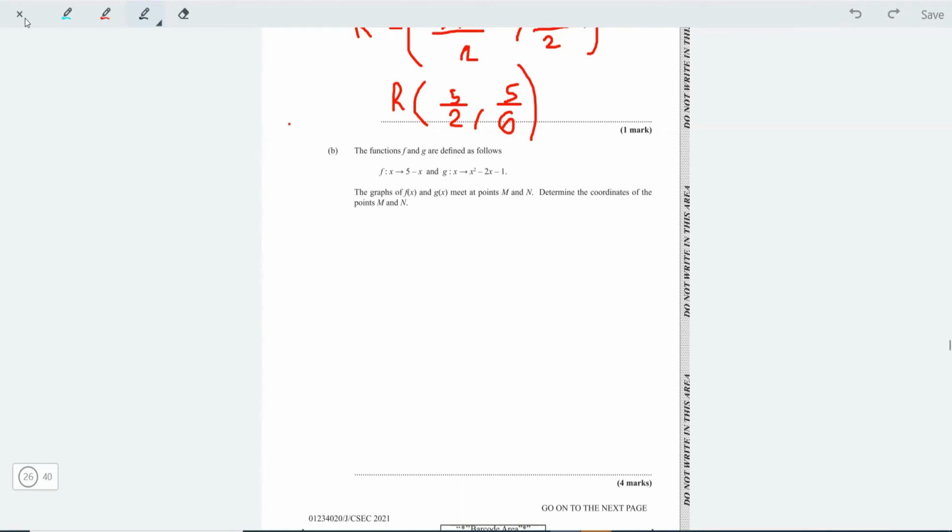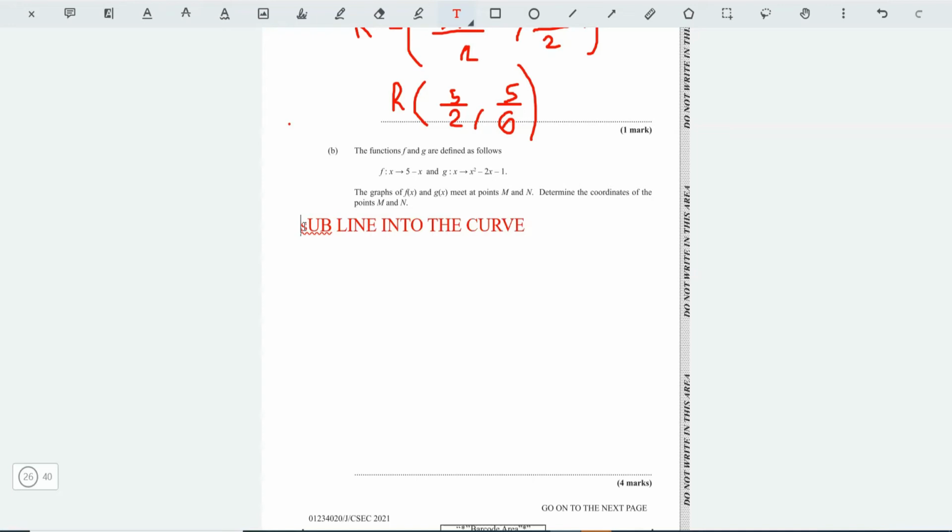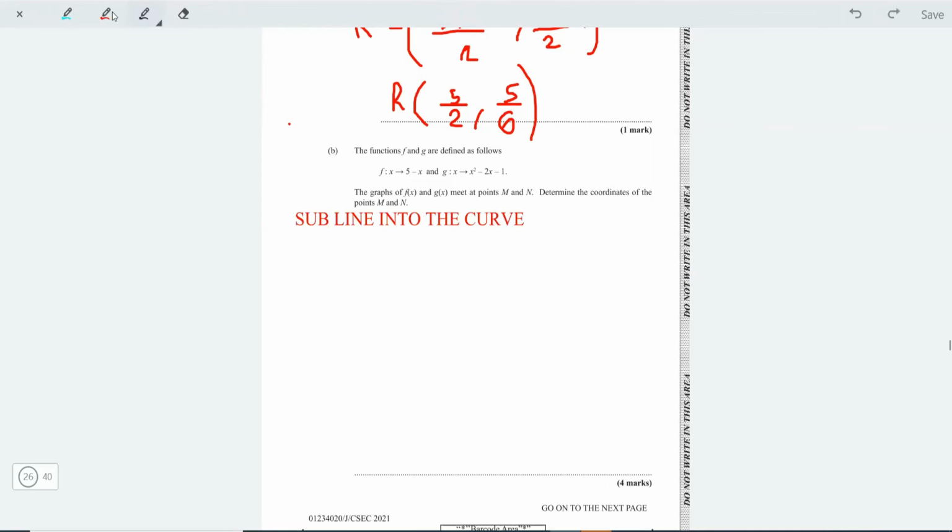So what we usually do to solve these two simultaneously is you substitute the line into the curve. You sub the line into the curve. Which one is the line? The line is 5 minus x. So we're going to substitute 5 minus x as this. So we're going to get 5 minus x is equal to x squared minus 2x minus 1 by equating the two of them.